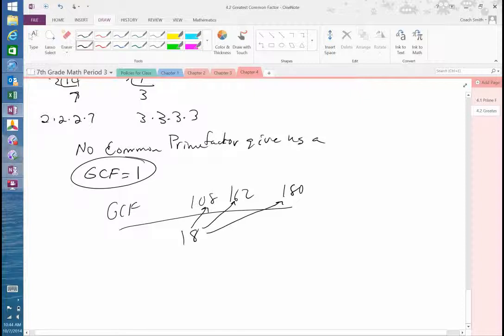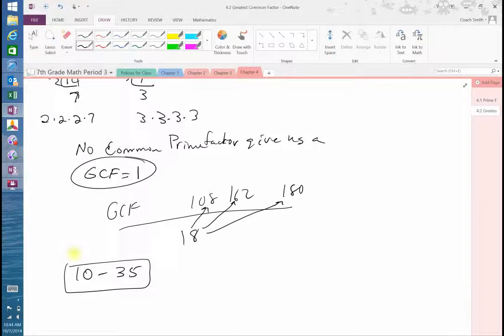Your homework is 10 through 35. Use prime factorization on all of them. Don't list the factors. Use prime factorization on all of it. You may go.